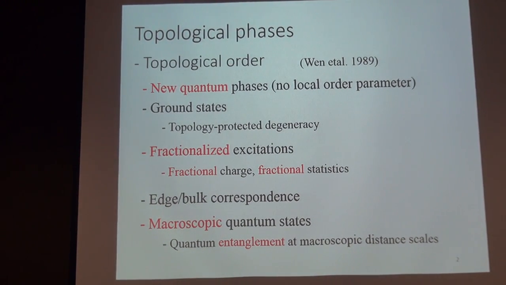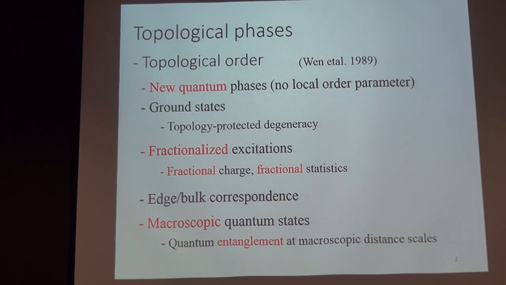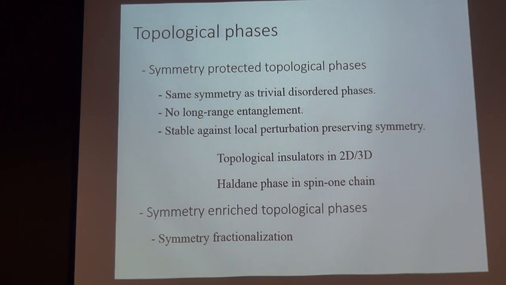and we can also use the topological entanglement entropy to measure the topological order. And recently, the role of symmetry in topological order has attracted much attention. So the examples are symmetry protected topological phases. They have the same symmetry as in trivial disordered phases, and there's no long-range entanglement.